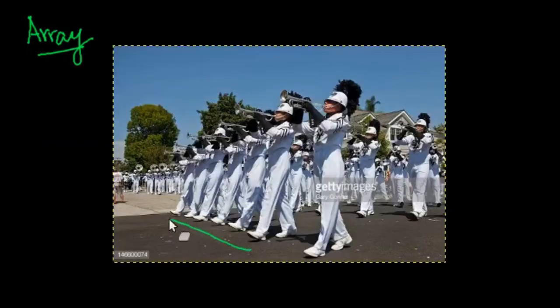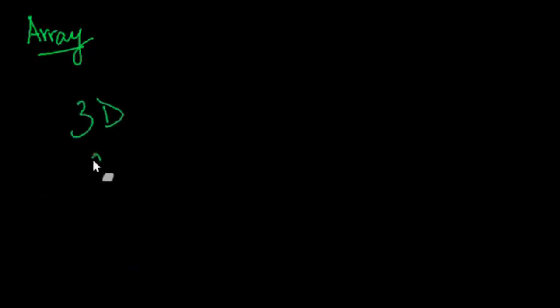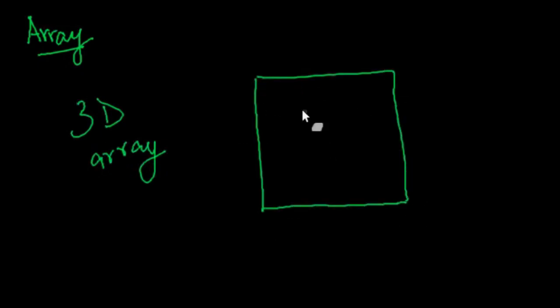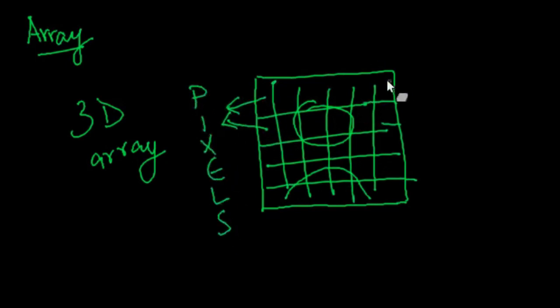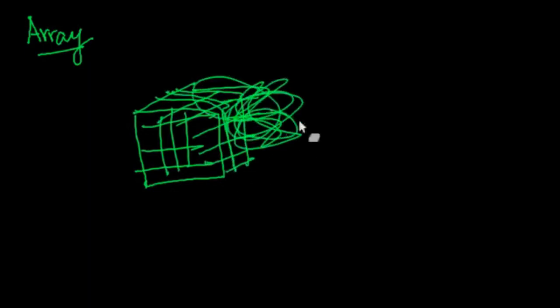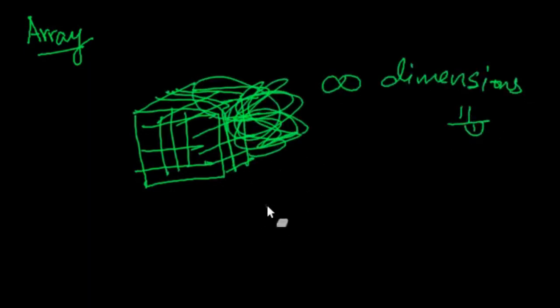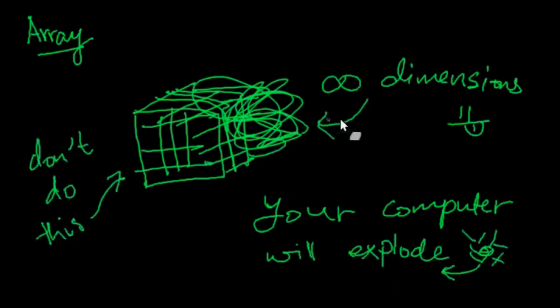These people are moving in a 2D array because at any point you can move in two directions. This can be further extended to a 3D array. You can consider a colored image as a 3D array because it is a 2D array of pixels, but each pixel is a 1D array of colors: red, green and blue. Theoretically, you can have an array of infinite dimensions, but it is not possible in practice because with each dimension, the computational and storage expense increases proportionally.